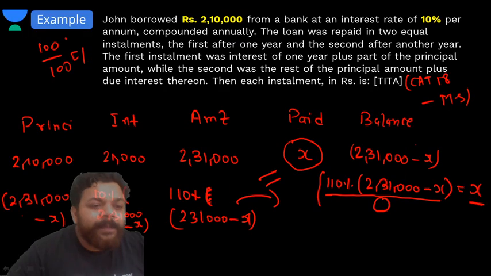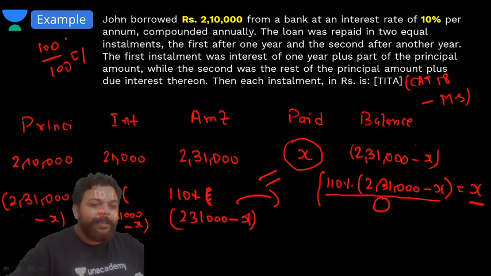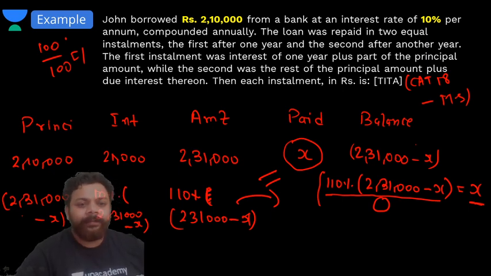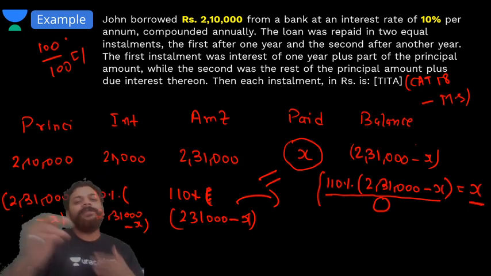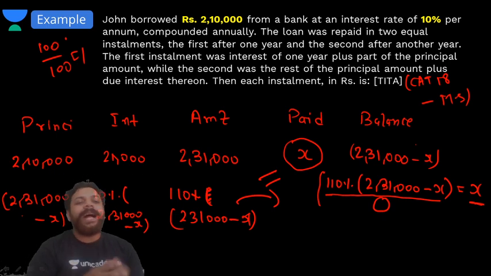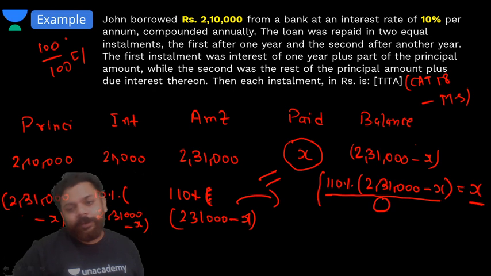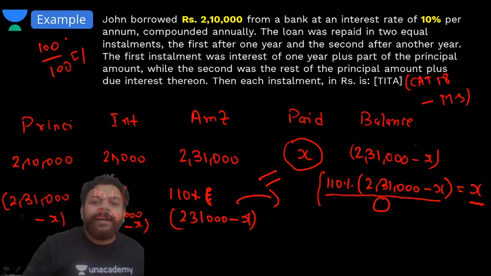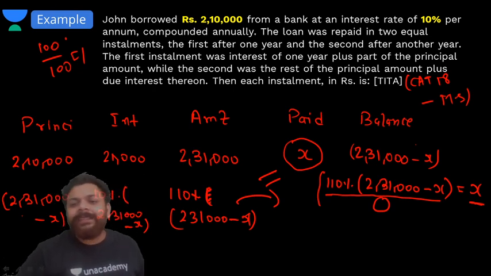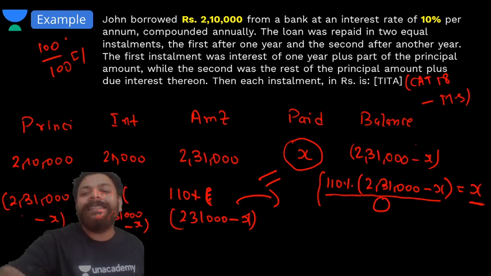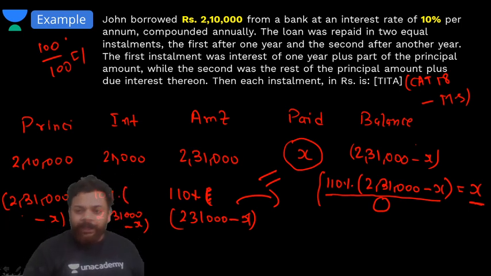Since principal is 2,10,000 and the rate of interest is 10%, that will be 21,000 amount. That means to calculate the amount, we need to add principal and interest, so it will become 2,31,000. Since we are paying X amount as EMI, the balance will be 2,31,000 minus X, which is this one.